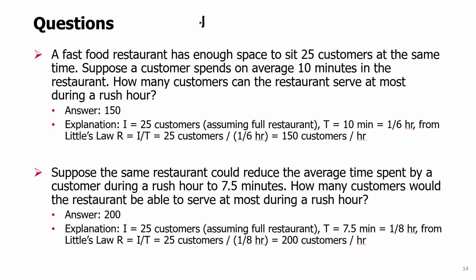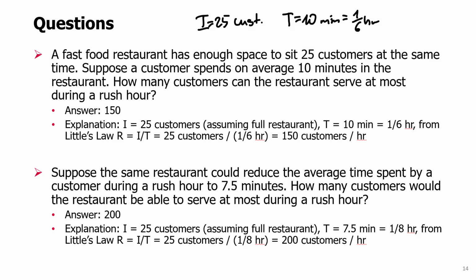So in this first example, I equals 25 customers. And what else do we know? Notice, by the way, that the maximum number in this case we will consider equivalent to an average number. Then 10 minutes will be the flow time. This is exactly as given: the average time a customer spends is 10 minutes. We can convert it to hours, so it's 1/6 of an hour.